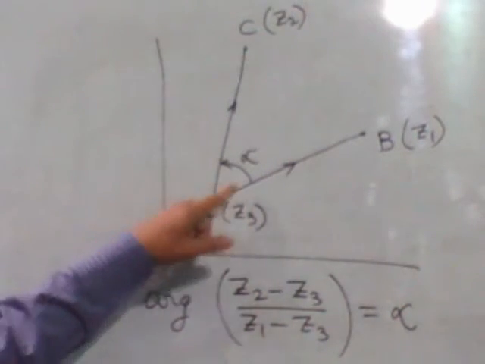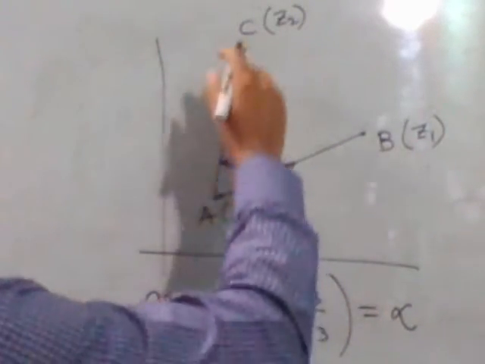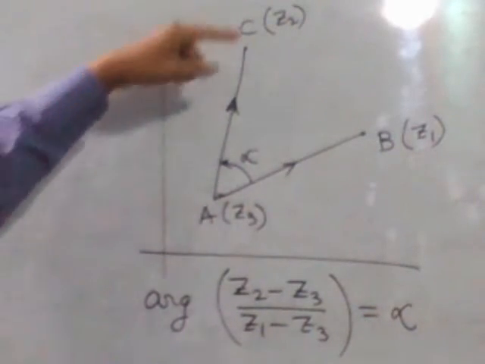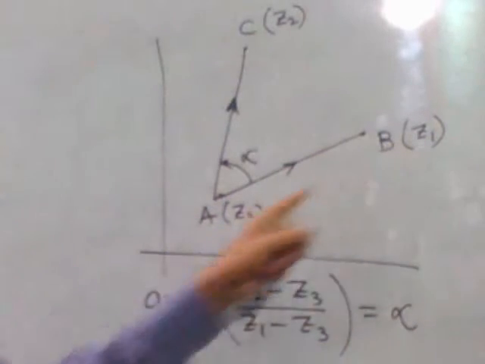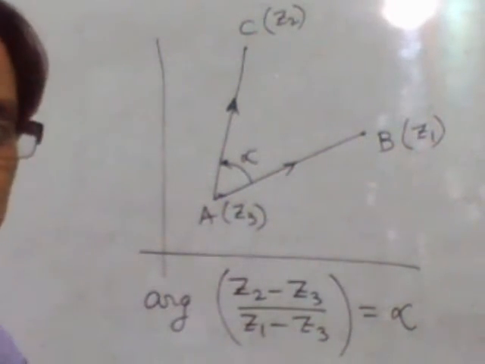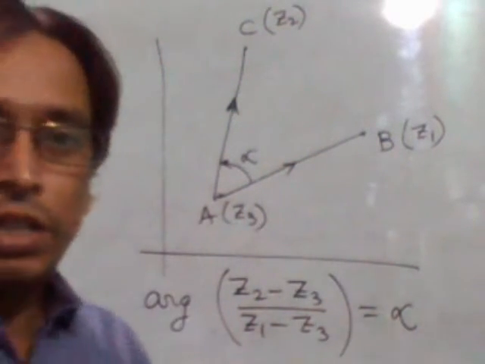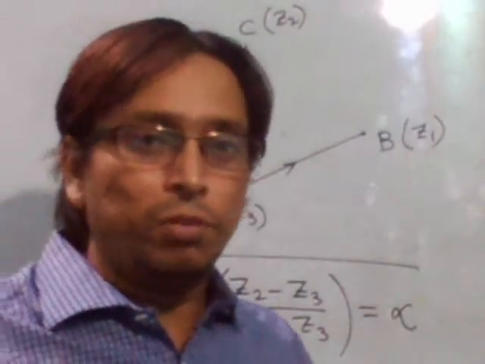So at first you have to take where the arrow is touching, so you take the AC vector. The AC vector is represented as the position vector of C minus the position vector of A, that is Z2 minus Z3. Then you take the AB vector, that is Z1 minus Z3. The argument of this is equal to alpha. So now you can find the angle between any two vectors by this process.